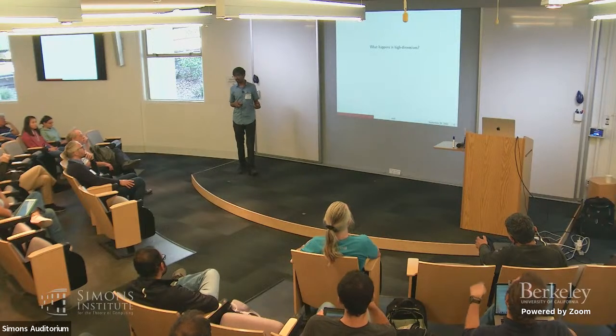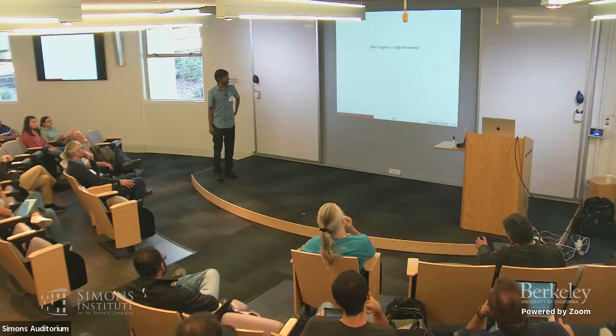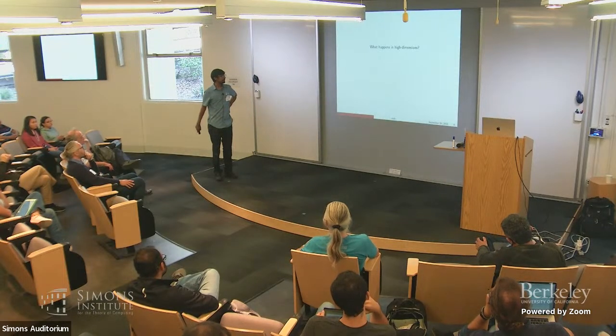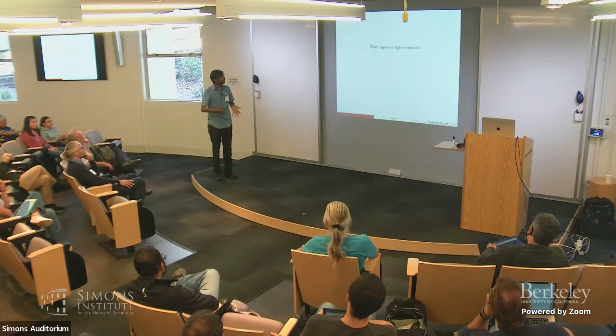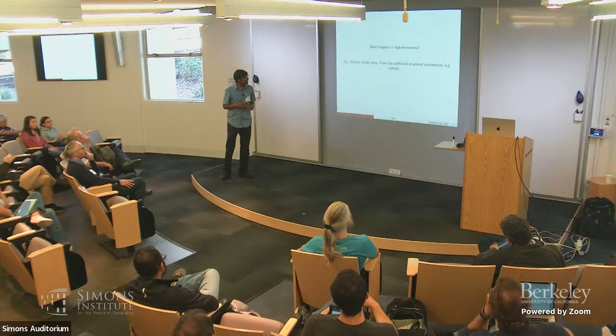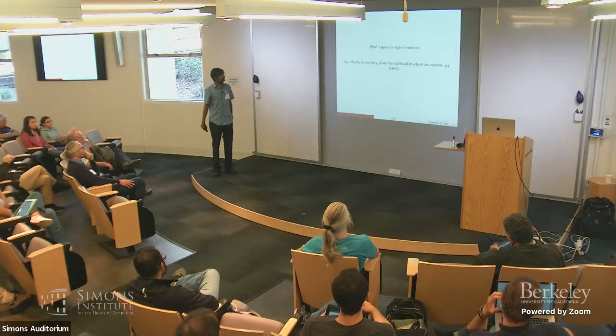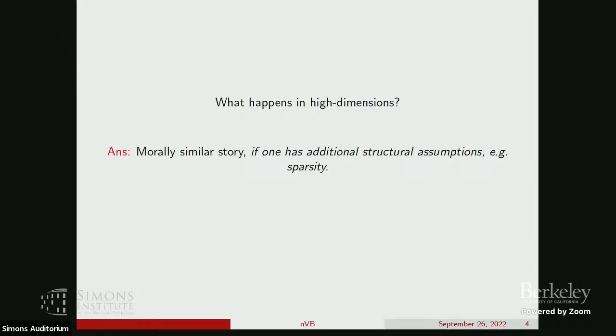So what happens in high dimensions? That's one of the interesting questions in modern statistics and machine learning, because you always run into data sets that are high dimensional. And over the past decade, there has been quite a lot of work in this area. The punchline in some sense is that a morally similar story has emerged under additional structural assumptions on the underlying data generating mechanism.